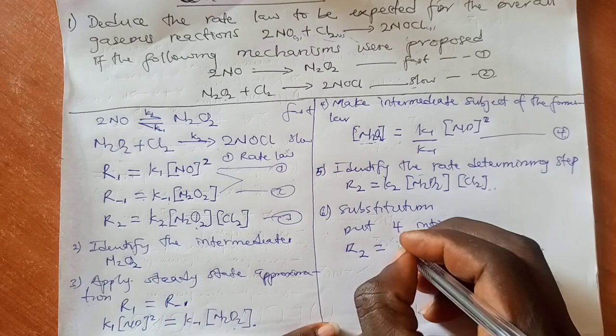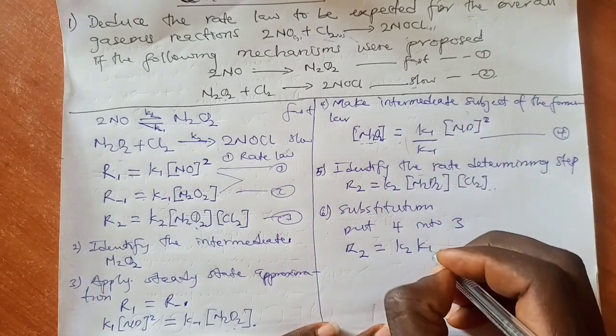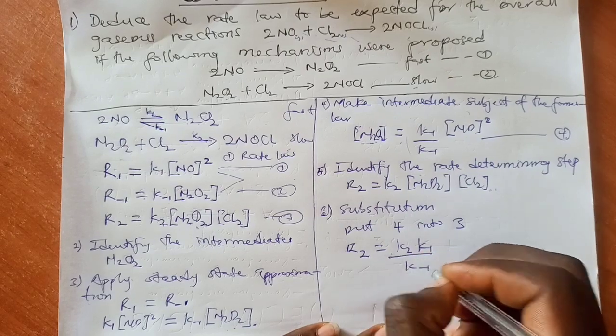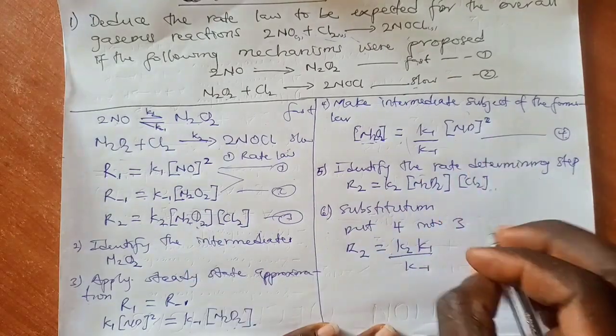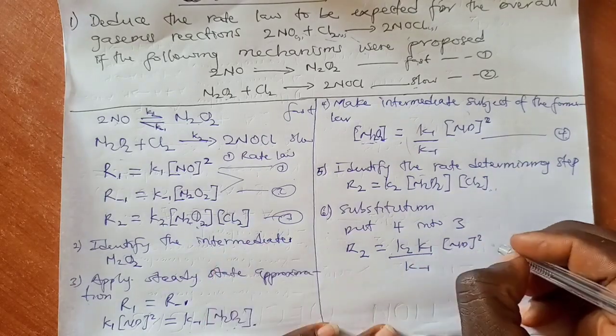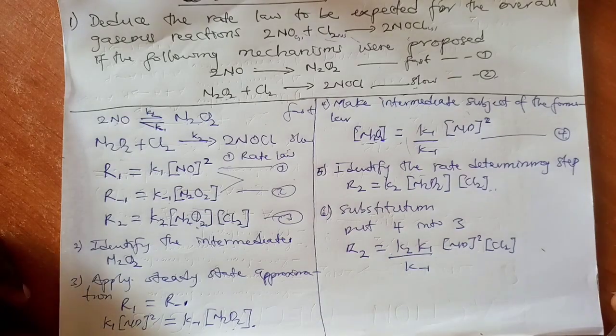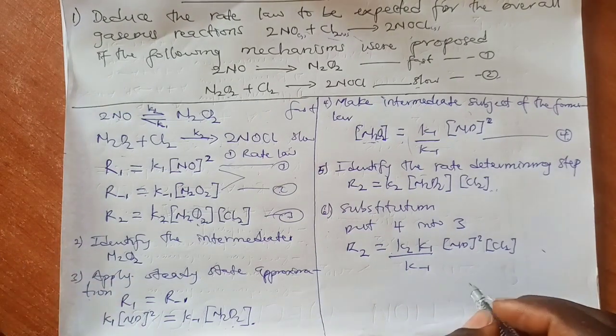R2 is equal to K2. What is this? Everything here, which is K1 over K minus 1. Then what is this? It's also here, NO square. Then remaining what now? Concentration of Cl2. Do you understand? You see the way I've done it now, after substitution.